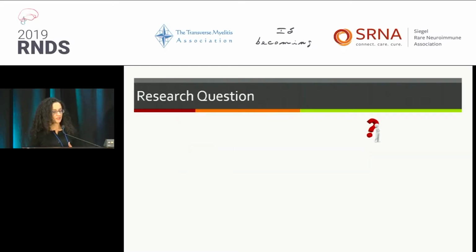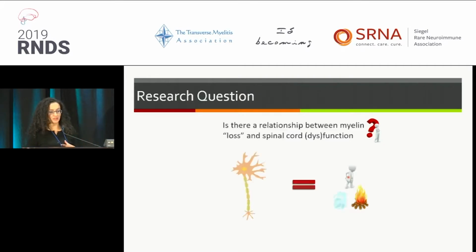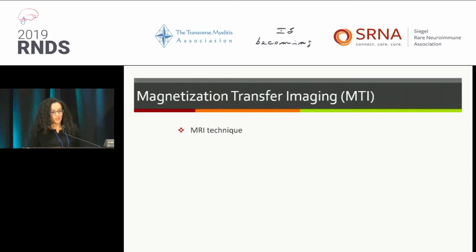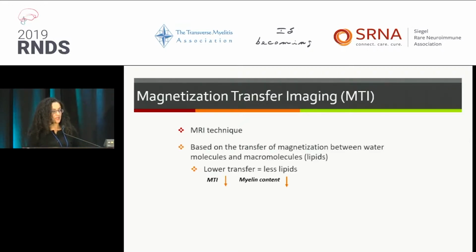So some of my work has been looking at the relationship between advanced MRI techniques and spinal cord function. For what I'm presenting today, specifically, we're looking at the relationship between magnetization transfer imaging and pain sensation. As I said, MTI is an MRI technique. It's basically additional time inside the scanner. It's based on the notion that these molecules in the myelin, the lipids and the water, exchange energy, and it's believed that the lower the energy transfer, the lower the myelin content. Make sense?